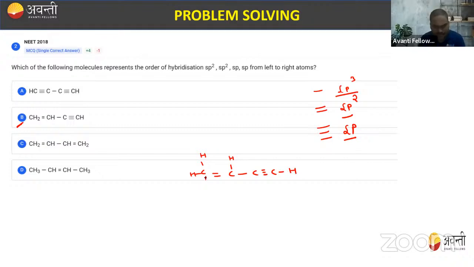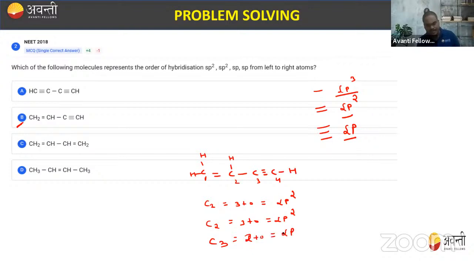Now let me calculate. These are carbon numbers 1, 2, 3, and 4. For carbon number 1, the hybridization depends on the number of sigma bonds. So we have 3 sigma bonds and 0 lone pair, so we can say the hybridization is sp2. Similarly, for the C2 atom, we have 3 sigma bonds only and 0 lone pair, so again this is sp2. For carbon 3, we have only 2 sigma bonds, because in a triple bond, 2 pi bonds are present and only 1 sigma bond is present. So 2 plus 0 lone pair means it has sp.